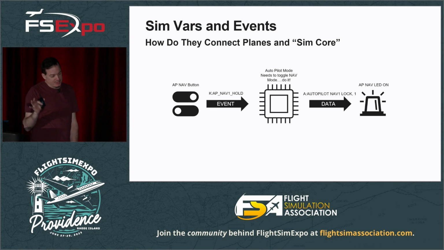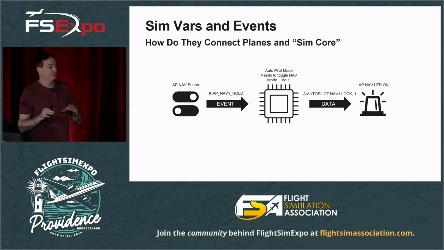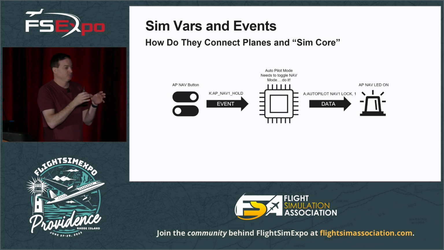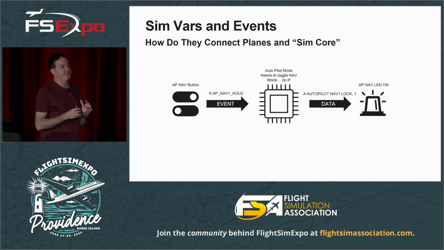So how does the sim work? Everything's about SimVars and events. So how do they connect planes? Basically when you flip a switch, press the autopilot nav button, that's going to send the K event of autopilot nav1 hold into the sim. And the sim is going to process this, and then it's going to spit out the data, right?